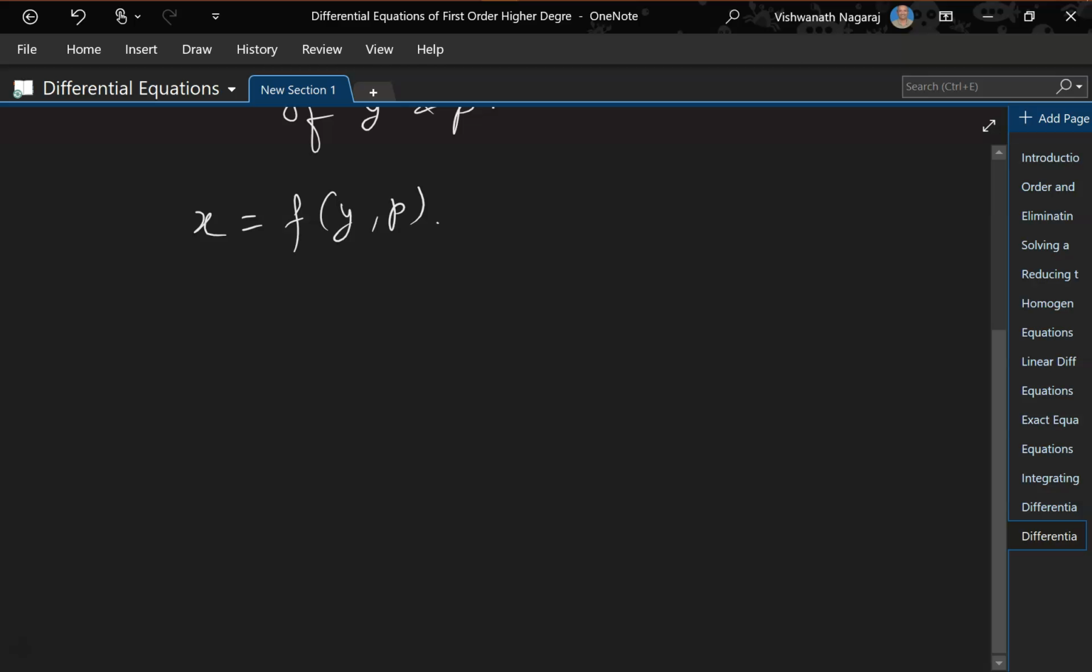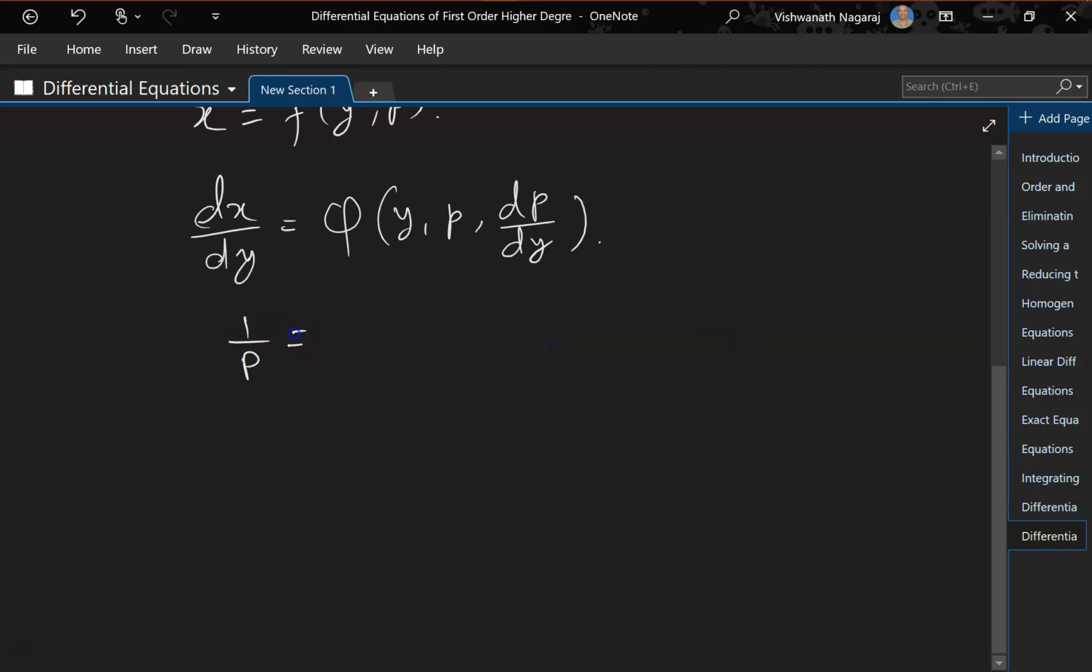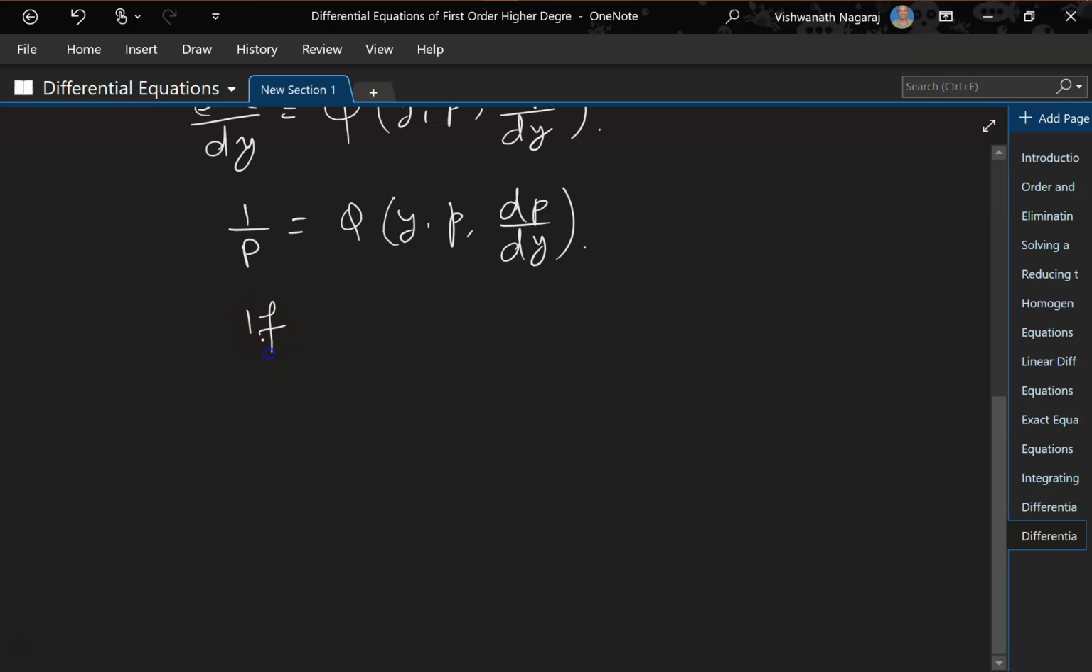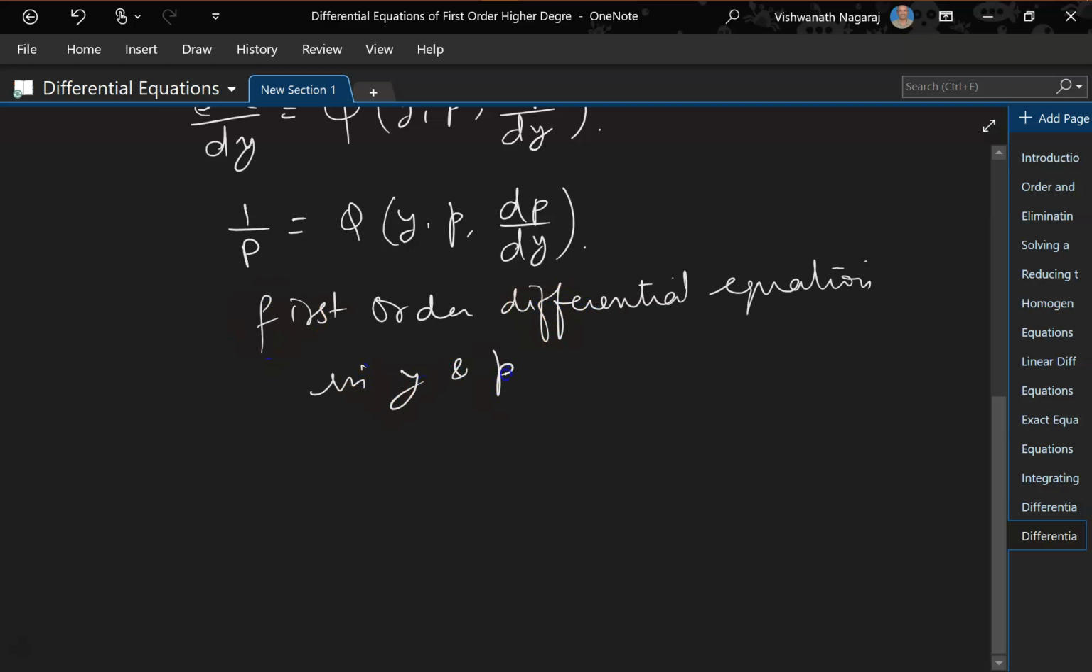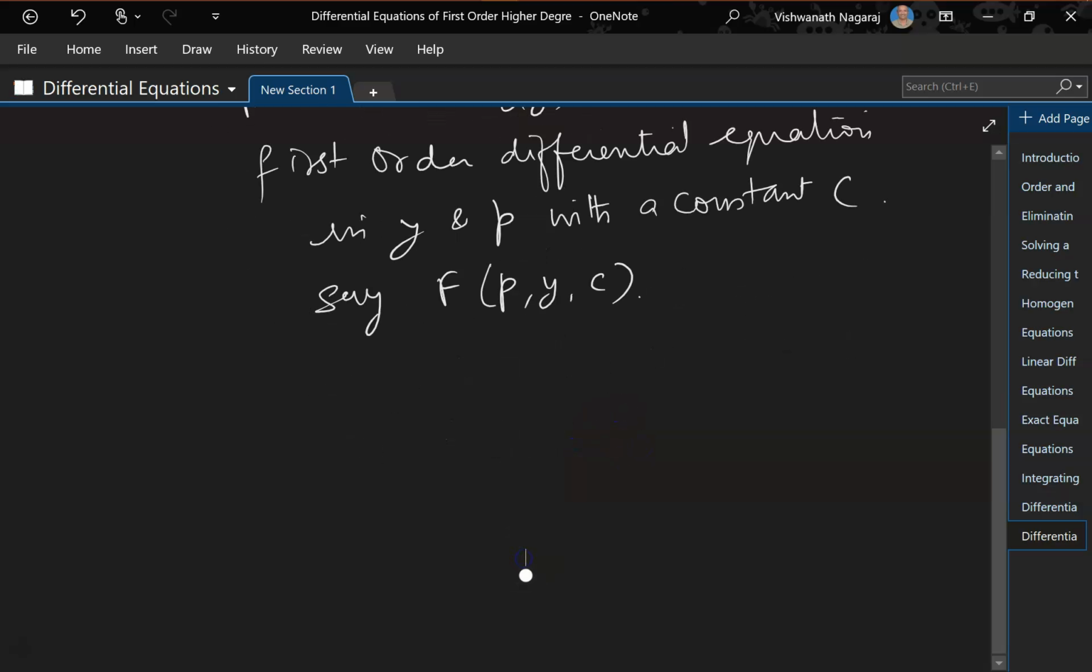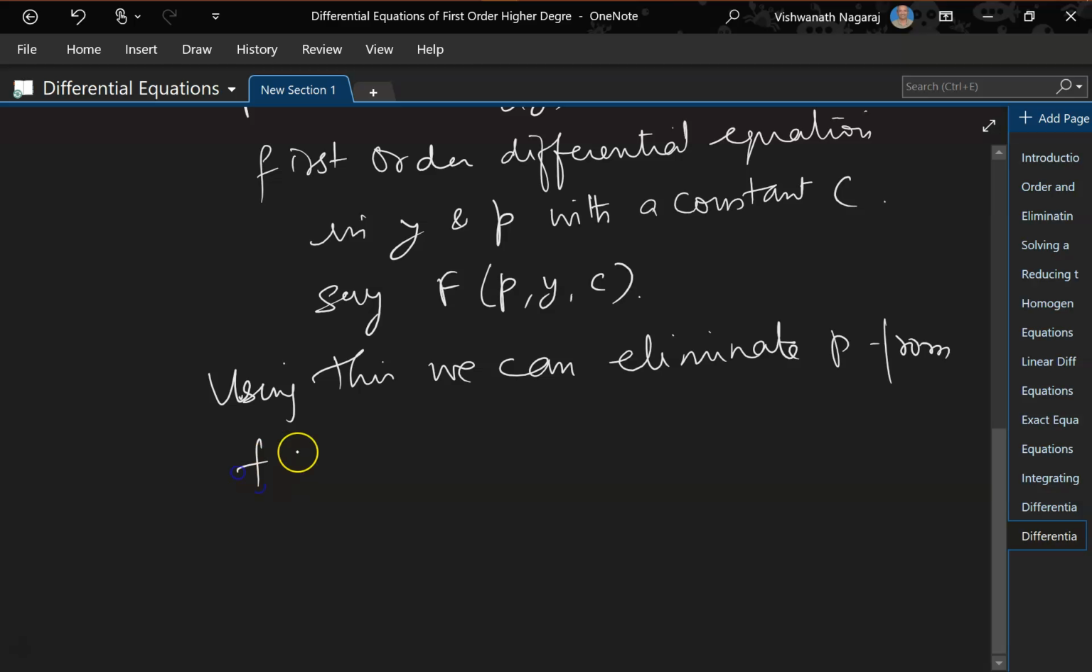In which case dx by dy would be phi of y comma p comma dp by dy. Now dx by dy would be 1 by p equal to phi of y comma p comma dp by dy, and this would be a first order differential equation in y and p with a constant c. Let's say this is f of p comma y comma c. Using this we can eliminate p from f of x comma y comma p equal to 0 to get the solution.